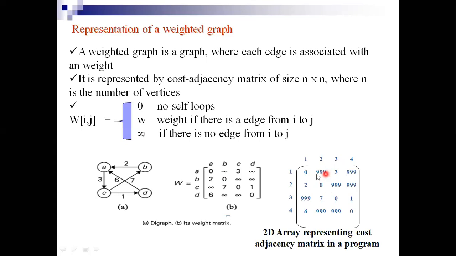You can use any large value. You can also use 100. Make sure that 100 does not act as a weight here. So I'll take a large value here. The large value which I have taken is 999. Sometimes you can also take 4 nines, right? Depends on the programmer when he writes. So this is how we now write the 2D array representing the cost adjacency matrix in a program. So you have to number the indices, the rows and the columns, with numbers, right? So 1, 2, 3, 4 and 1, 2, 3.